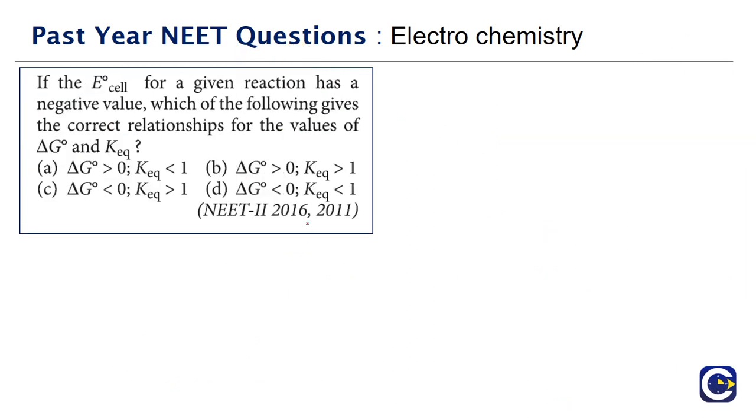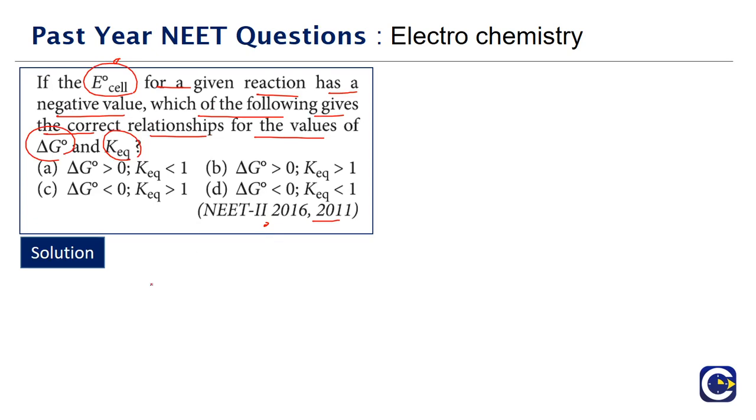Next we have another question. This model of question has also come in multiple years. If the E0 cell of a given reaction has a negative value, which of the following is the correct relation for the values of del G0 and the equilibrium constant? See, first we need to find the relation between these terms. We know that del G0 will be equal to minus nFE0 cell. n is the number of electrons exchanged in the cell equation. It may be 1, 2, or 3. F is the Faraday constant. So both are positive.